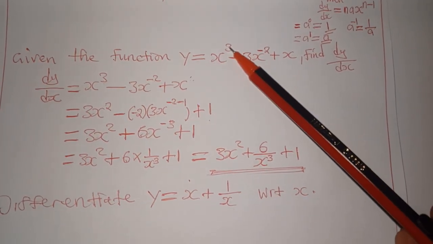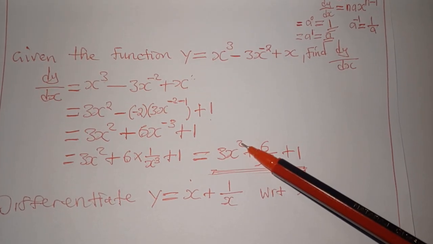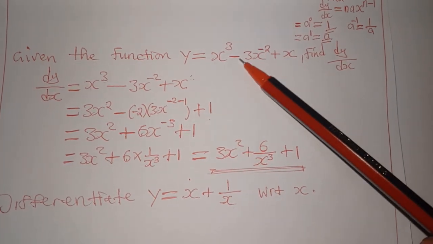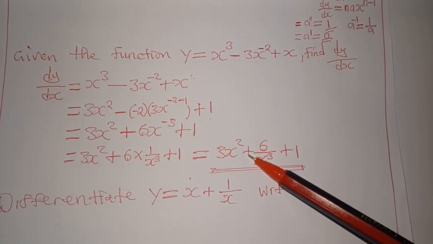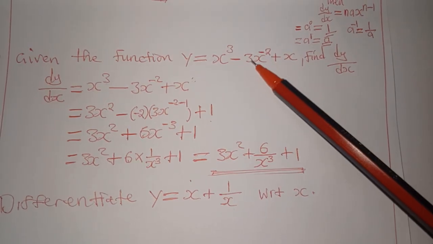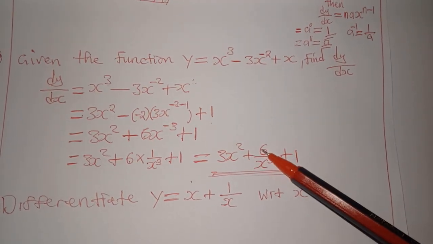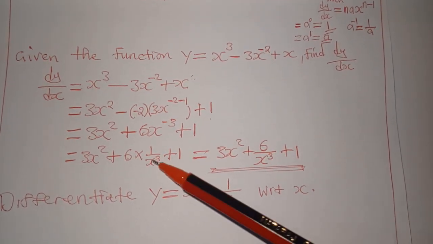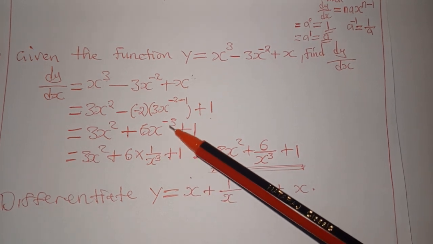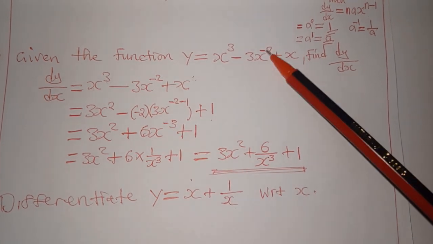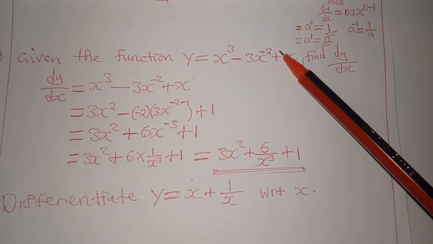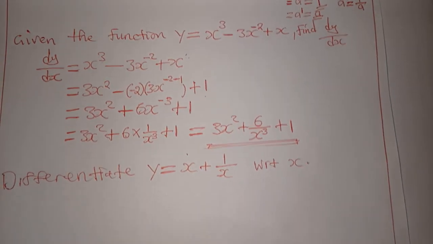What is 3 minus 1? That is x to the power 2. Then negative times negative, it has changed to positive. Then 2 times 3, that is a 6 on top. To remove the negative, which I said here, negative 3 was being removed. Then negative 2 minus 1, they have the same sign.